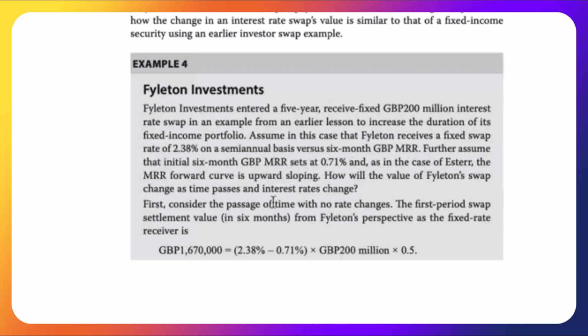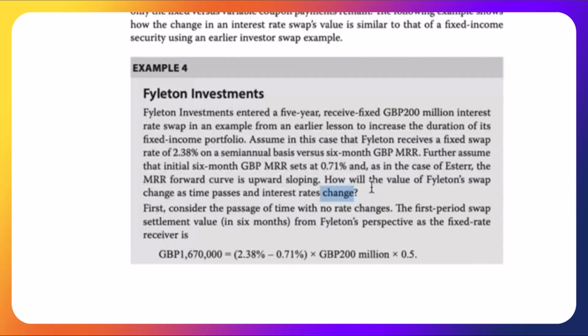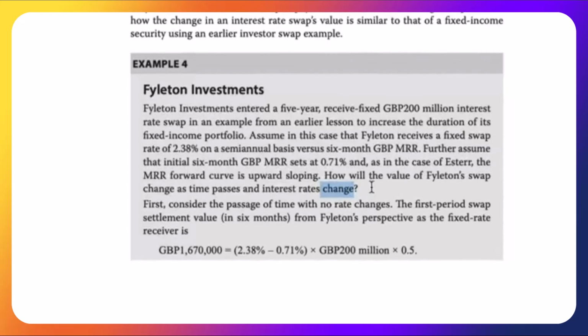Let's stop right there and I'll highlight this so we can see exactly where we left off. We are going to be receiving 2.38% on a semi-annual basis, so our first payment that we would receive is 1.19% of the 200 million. And we'll be paying half the 0.71%, and since all rates are quoted annually, that 0.71 we divide by 2, we'll get 0.355 of the 200 million. The important thing is we'll be receiving more money than we'll be paying out.